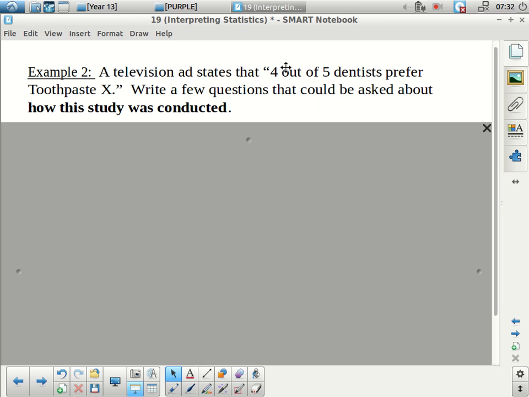Okay, so this is a typical one, right? A television ad states that 4 out of 5 dentists prefer some brand of toothpaste. Write a few questions that could be asked about how the study was conducted. I invite you as a class to take a couple minutes to brainstorm some possible things you might want to ask about this stat. Again, I have some down here.